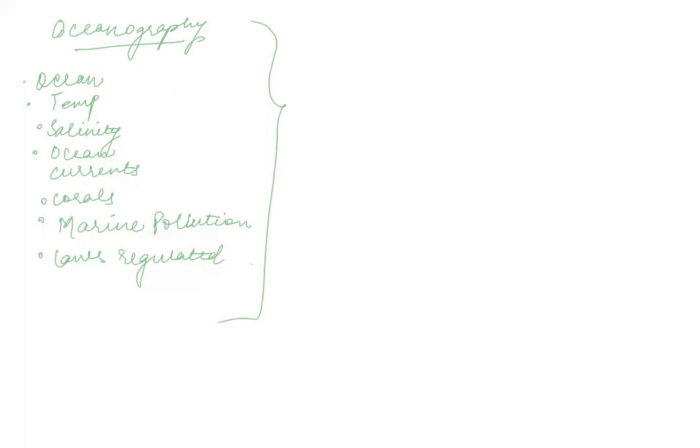Next is our biogeography. Okay. So it has soil, conservation of soil, erosion, degradation, deforestation, and basically pollution in total.